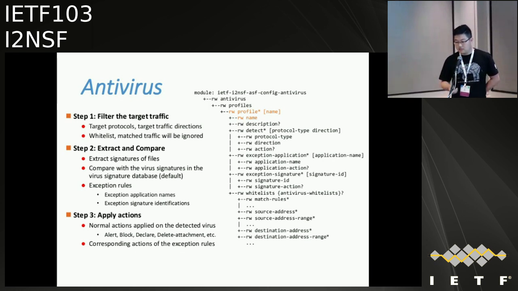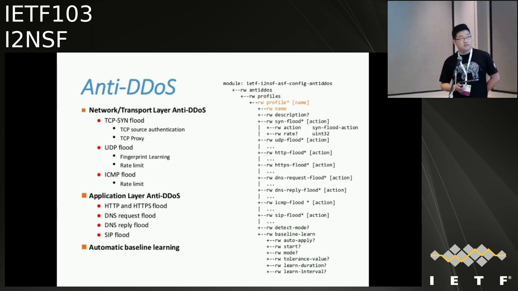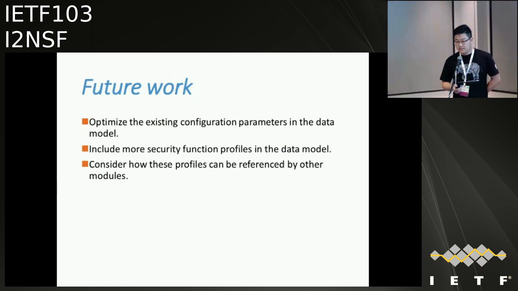You can see on the right the yellow lines. We define the functions in the profile name, and it can be related to the action part in the base draft. I will just have a brief introduction. The anti-DDoS and the IPS are the same. And about the future work, we want to optimize the existing configuration parameters in the data model and include more security functions. We will also consider how these profiles can be referenced by other devices.